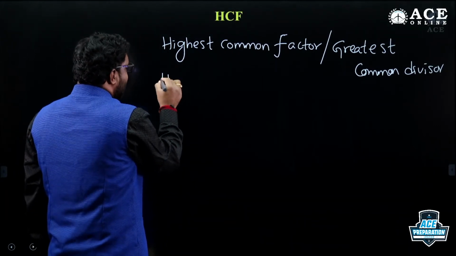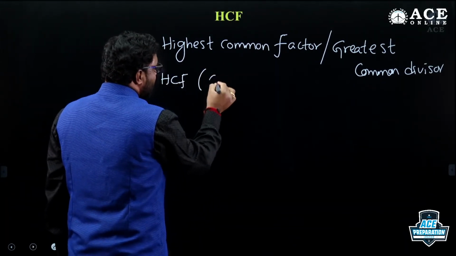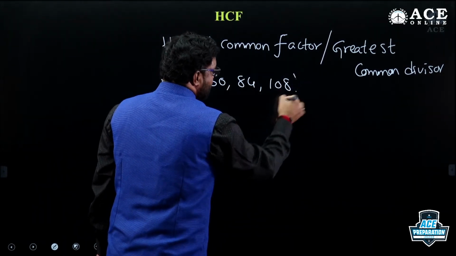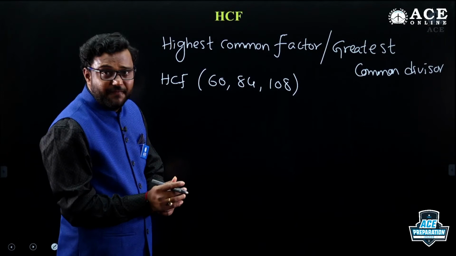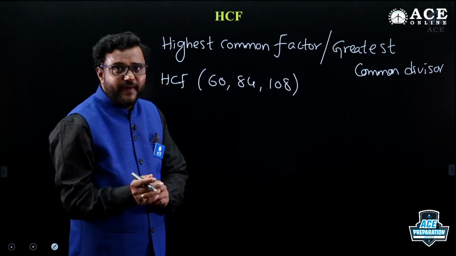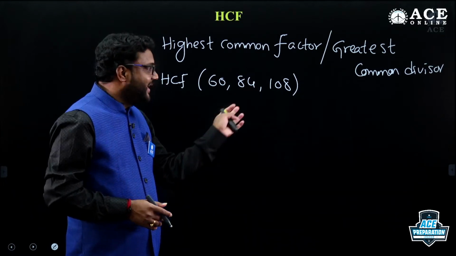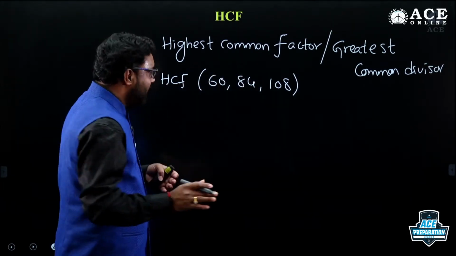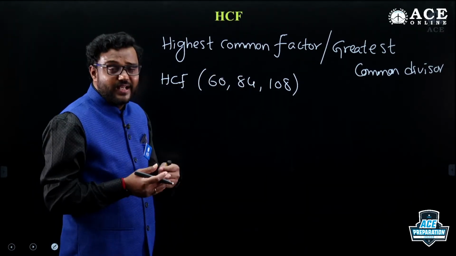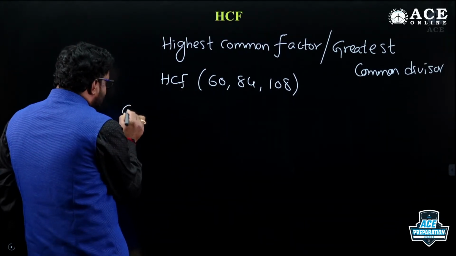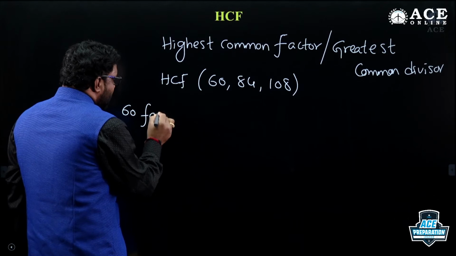Let's calculate the HCF for 60, 84 and 108, my dear friends. We need to find the HCF for these. By this time, many of you may already know the HCF, but see what the analysis is and how to do it. Basically, for 60, what are the factors we have to list out?